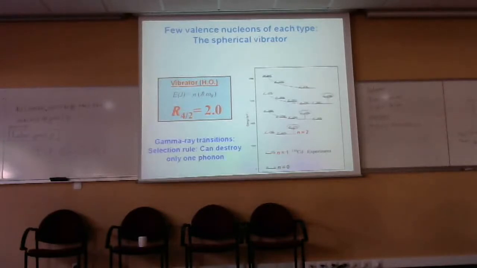Now, gamma ray transitions. Seeing the energy levels is one thing, but you always want to look at transition rates. They're very sensitive. Remember, the selection rule is you can create or destroy a single phonon. And so these transitions are allowed, but that one is forbidden. So one of the obvious things you would do is look at the ratio of this gamma ray intensity to this, correct for the E to the fifth factor, and see what the ratio of BE2 values is.